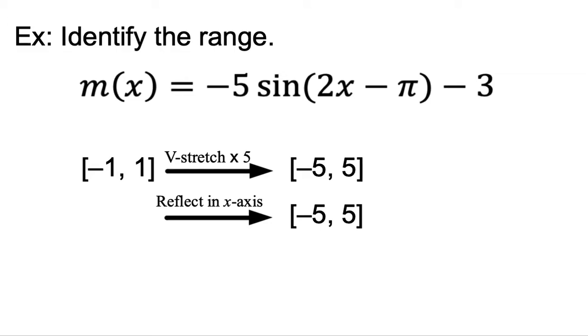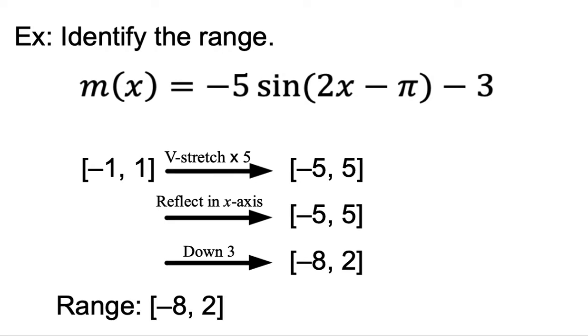Next, we do the vertical translation down 3 units by subtracting 3 from each of those values. So now we have -8 inclusive to 2 inclusive. Since we performed all of the vertical transformations, we can now say that the range of m of x is -8 inclusive to 2 inclusive. Let's consider one final example.